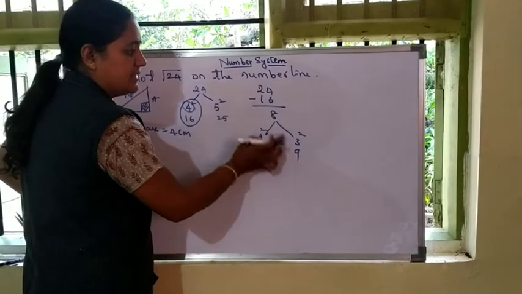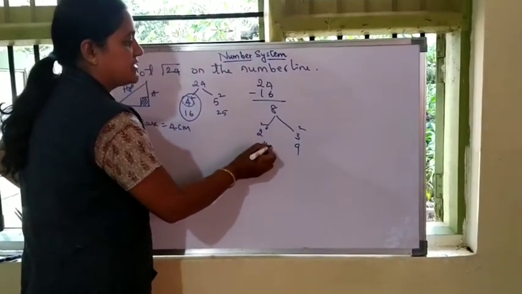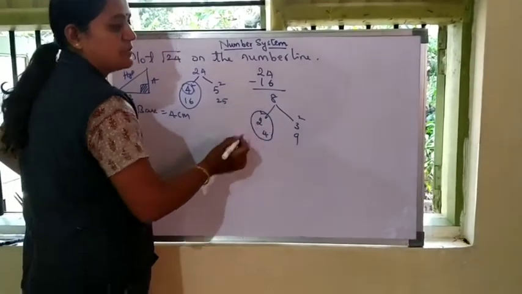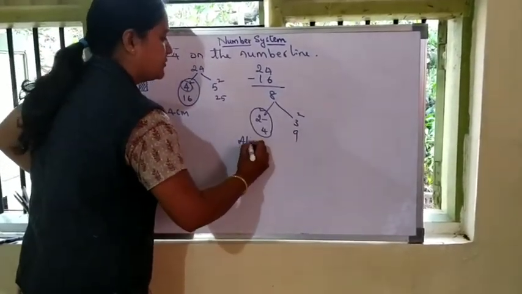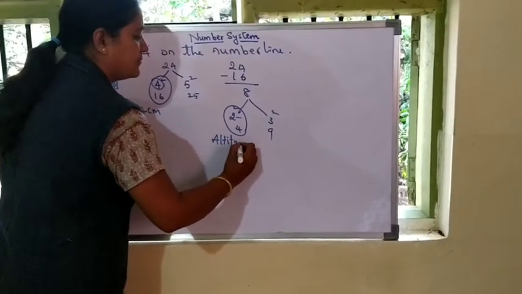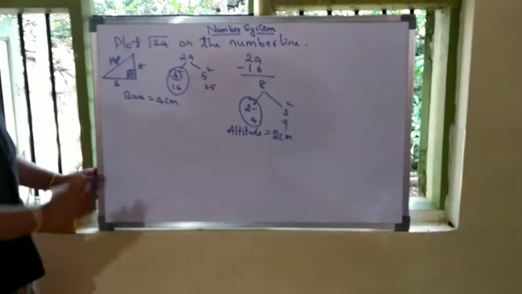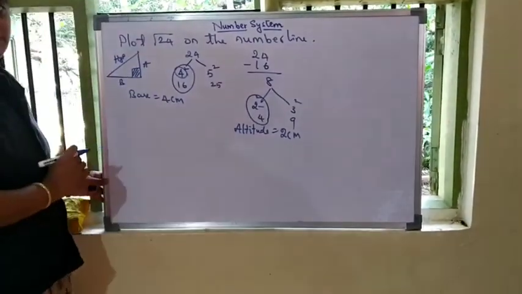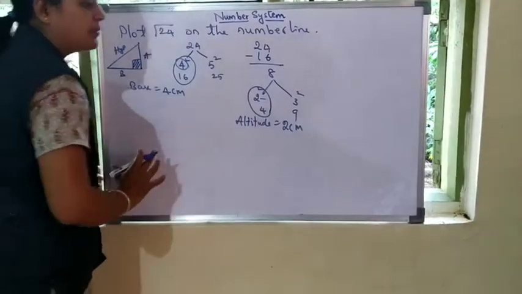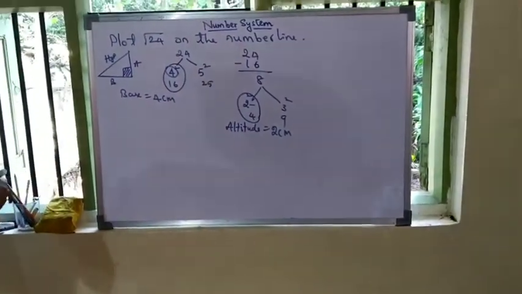It is greater than 4, so let us take the smaller number. Here the altitude will be 2 centimeter. So we have got base 4 centimeter and altitude 2 centimeters. Like this we have to plot on a number line now. Just let me show it here.